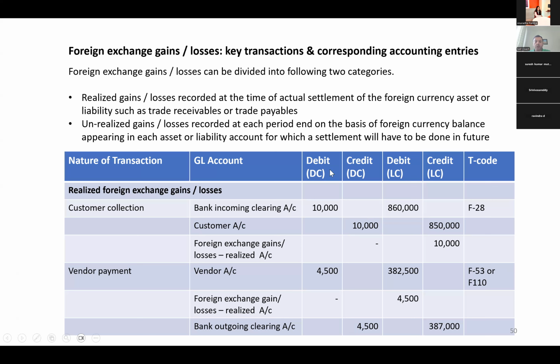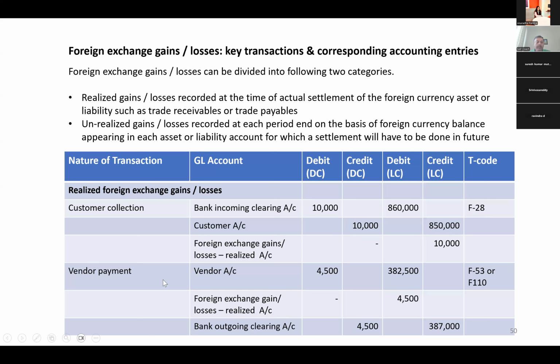I am giving two columns here. One is amount in document currency, which is DC, and the other is amount in local currency, which is LC. Customer account credit $10,000 and 8,50,000. So why 850? Because the initial entry, when I sold my goods or services to my customer, was at an exchange rate of 85. So that is why it is 850. And foreign exchange gain 10,000 rupees. This is when I do the collection entry from F-28.